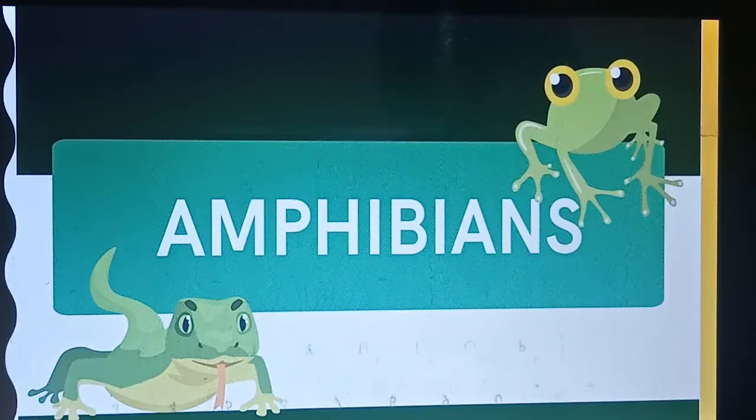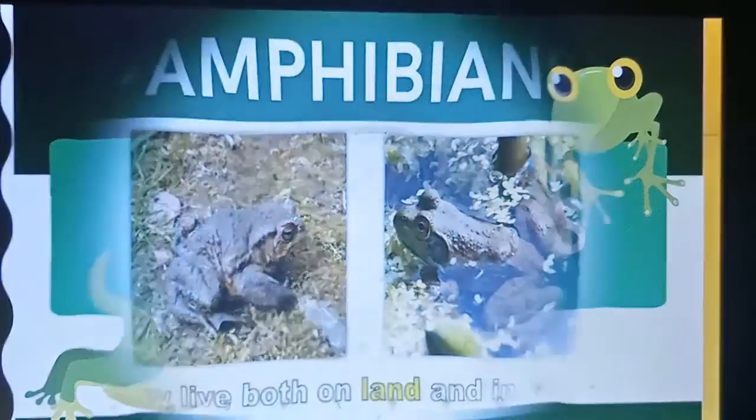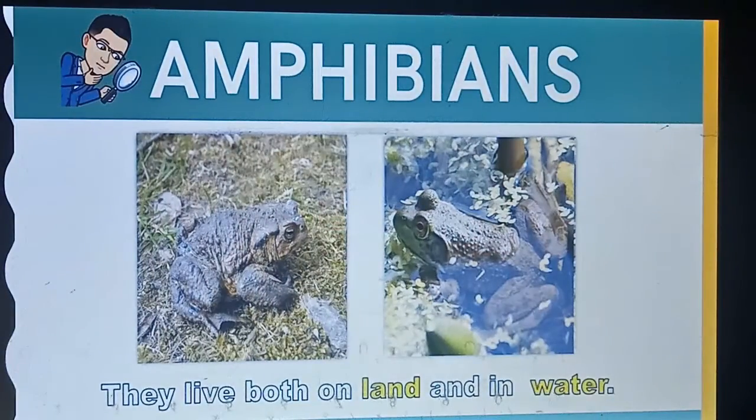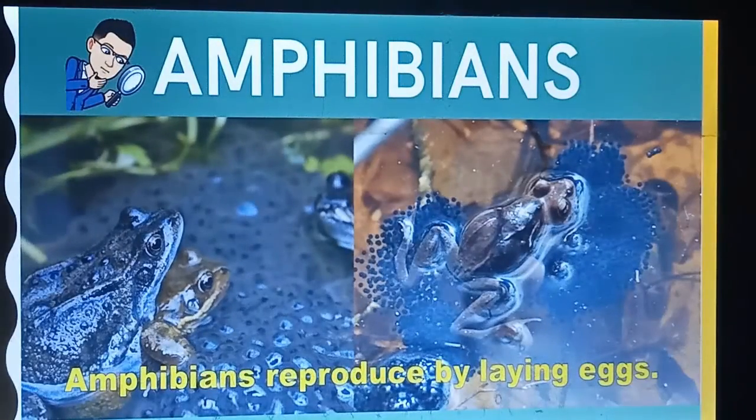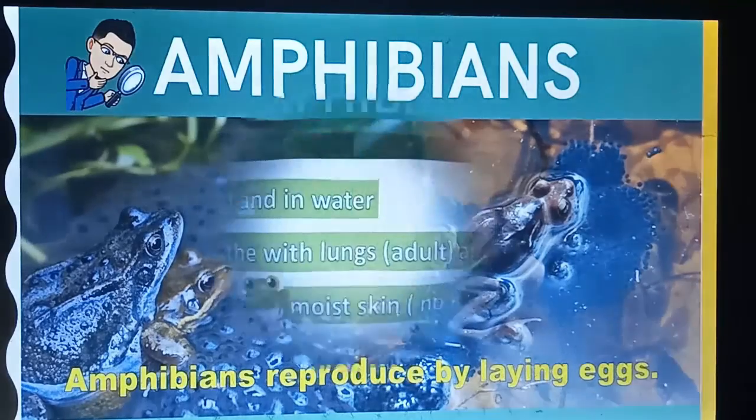Now here come amphibians. Amphibians are animals that live both on land and in water. Actually, the habitat of the amphibians is both land and water. They can live on both land and water. If we discuss their reproduction, just like the reptiles, amphibians reproduce by laying eggs.